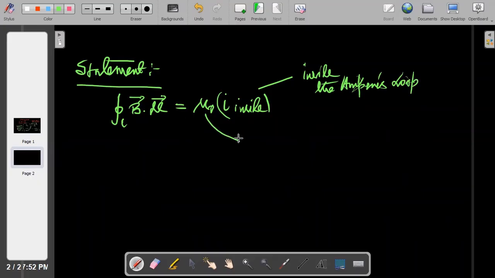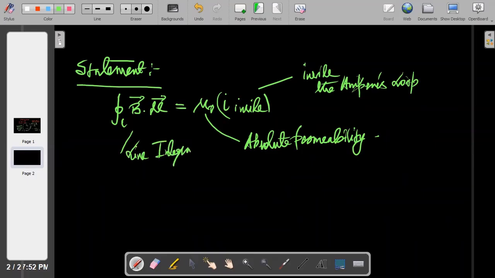And mu naught, you already know, is the absolute permeability that I told in the last lectures also. B and dl, this is your line integral. Please remember, this is your line integral. And what is this B dot dl?